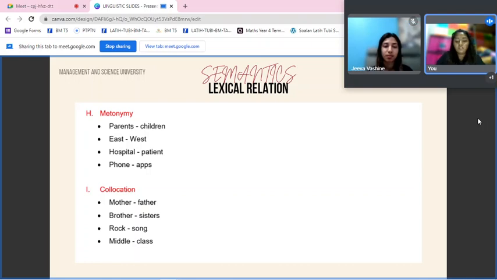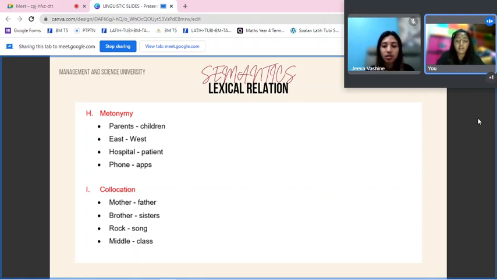Okay, so moving on to metonym and collocation. Metonym is the relationship of words based on a close connection of everyday experiences. Let's say king, crown, in example, sorry, king, crown, the president, White House, and etc. So metonym in example, parents goes with children, east goes with west, hospital indicates patient, and then phone goes with apps, the application on the phone.